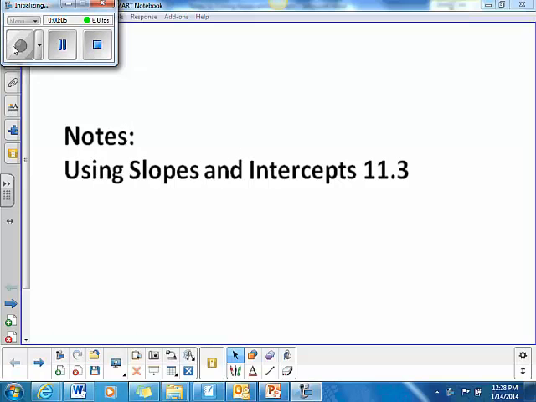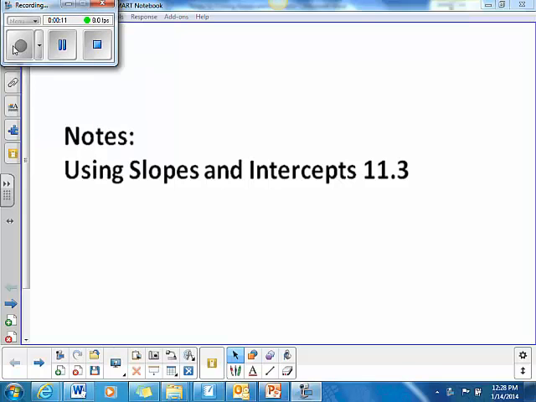All right, today we're going to talk about using slopes and intercepts. So this smart file is really just going to walk you through your notes. You also have a PowerPoint video, so you can choose to use either one. Both of them will help you get through your notes, okay?